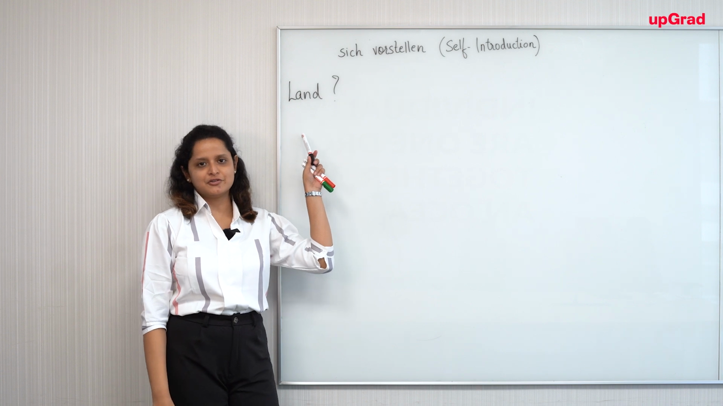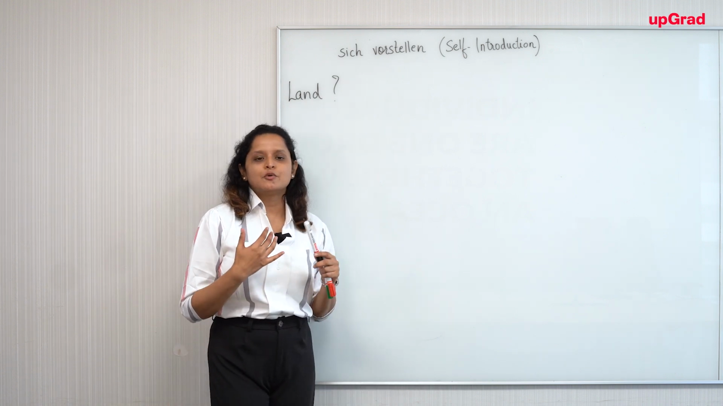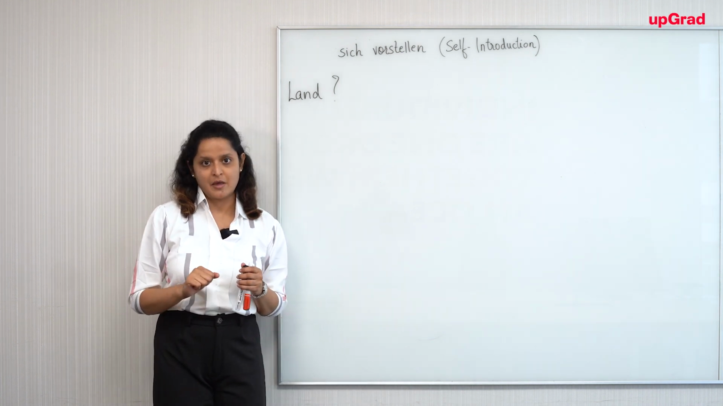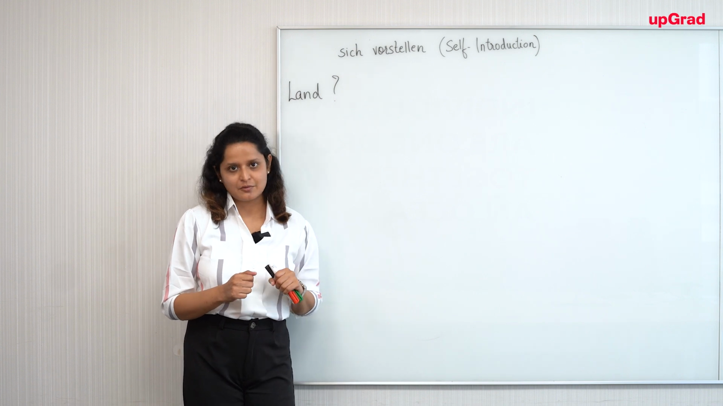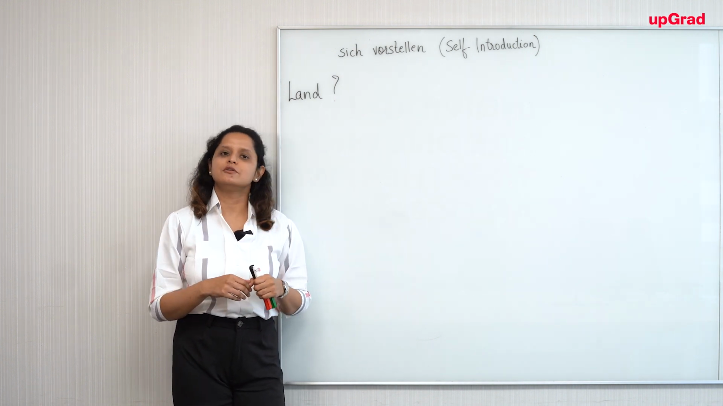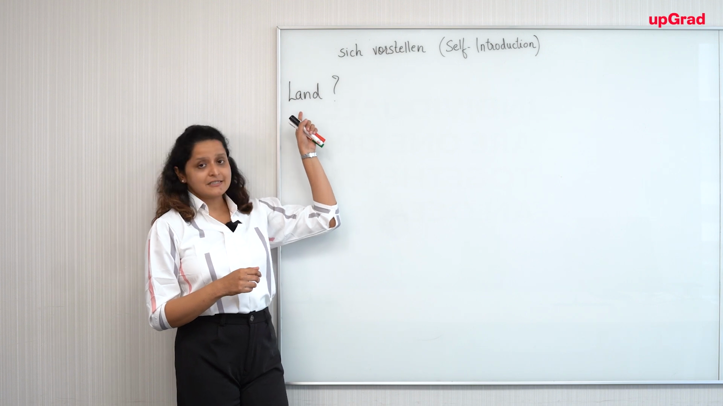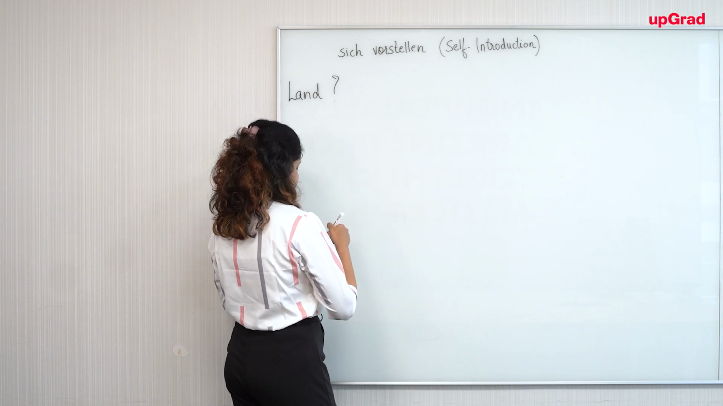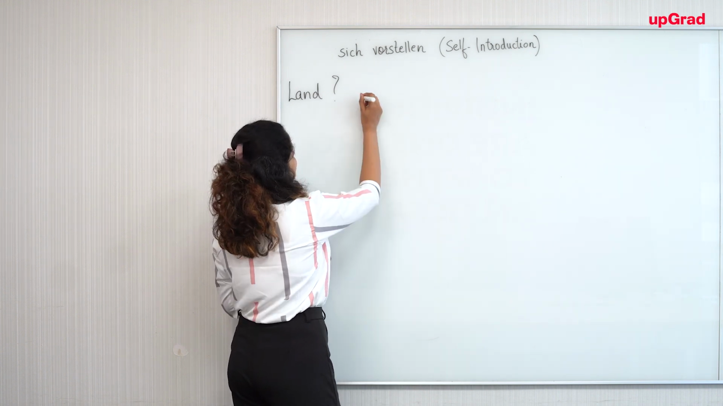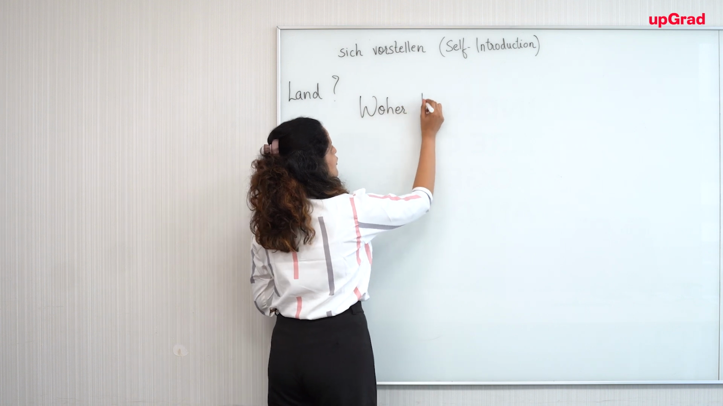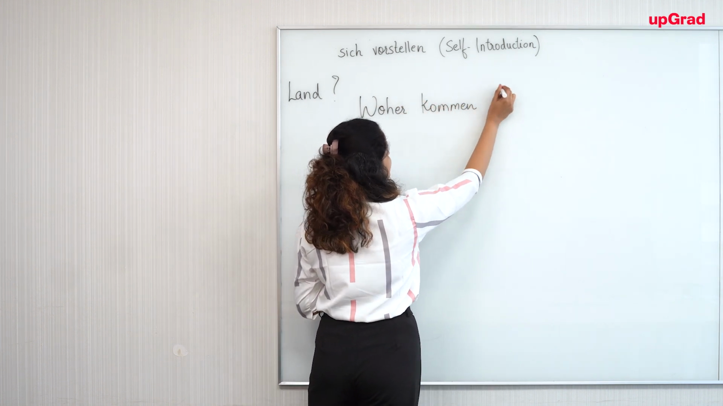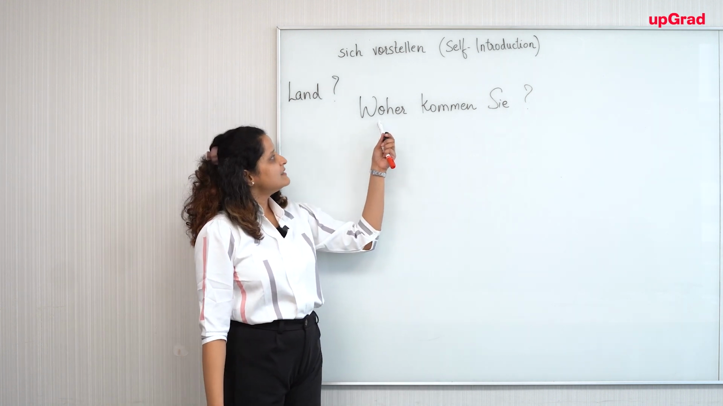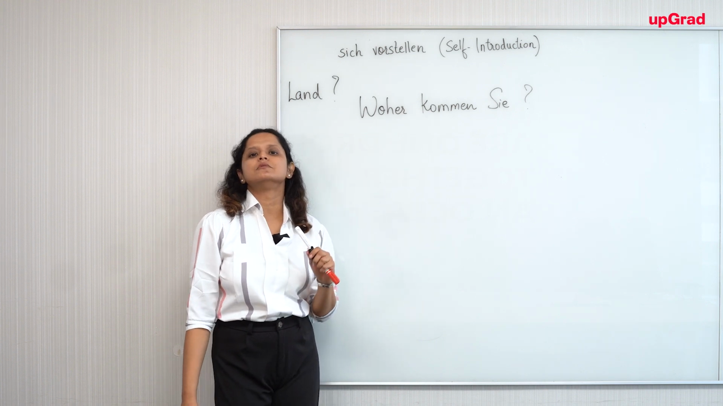Our third point of introduction is Land, which means country. So what you're trying to ask the person here is what is their country of origin or where do they come from. So when you are in Germany, you are often asked this question to just know which country you come from. So country in Deutsch is called Land. The question that we have here is woher kommen Sie? If you see, the verb that we are using here is kommen, which we have previously seen. That is, kommen is to come.